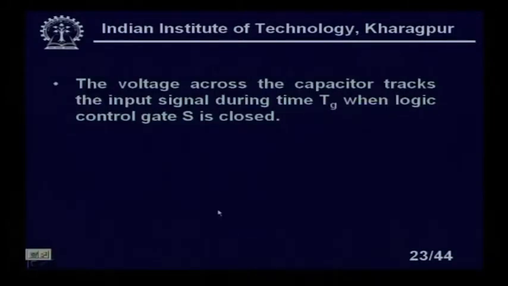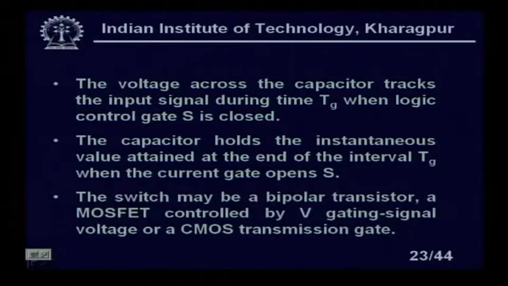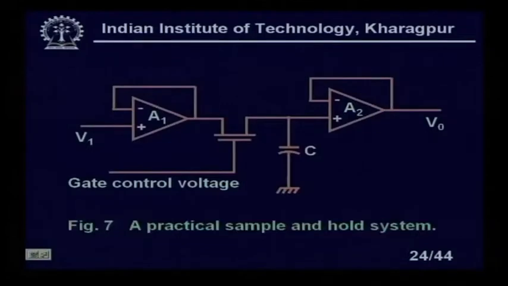Now, the voltage across the capacitor tracks the input signal during the time t g when the logic control gate S is closed. This is a logic control gate. I can use some MOS gates also for this purpose. The capacitor holds the instantaneous value attained at the end of the interval t g when the gate S opens. So, during t g it holds the charge. The switch may be a bipolar transistor or a MOSFET controlled by V g, the gating signal voltage, or a CMOS transmission gate. These are examples.